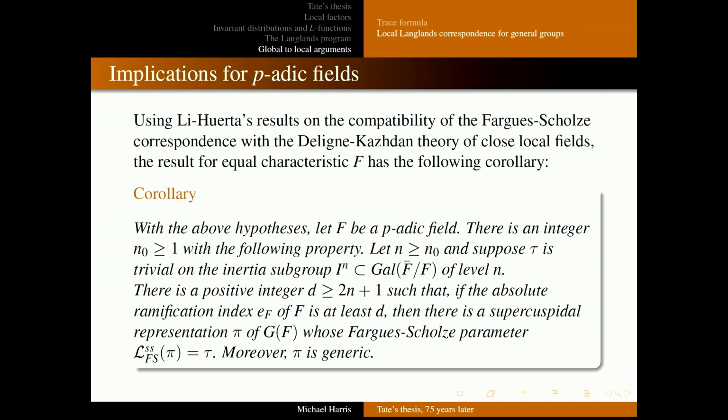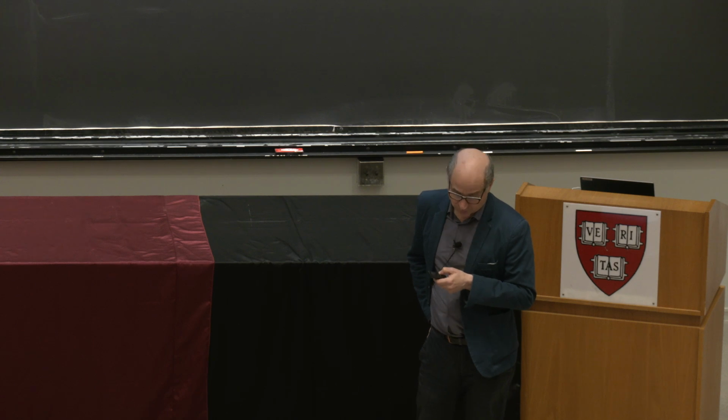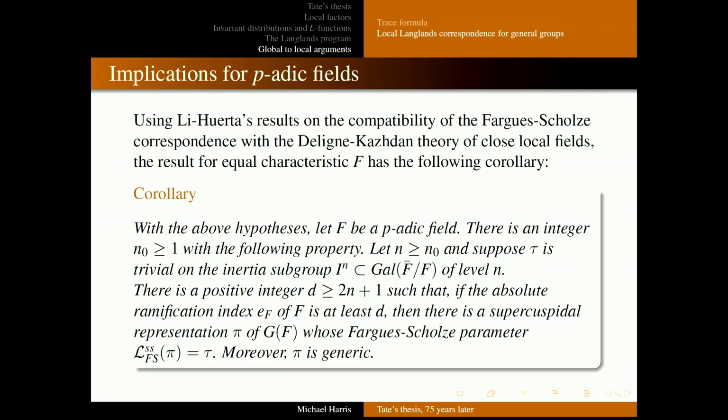Then there is a positive integer d, greater than or equal to 2n plus 1, which can be determined more or less effectively, such that if the absolute ramification index of F is at least d, then there is a supercuspidal representation whose Fargues-Scholze parameter is the given τ, and moreover π is generic. I had my quantifiers in the wrong order, so it seems to depend on τ. It really only depends on n. d depends on n only.